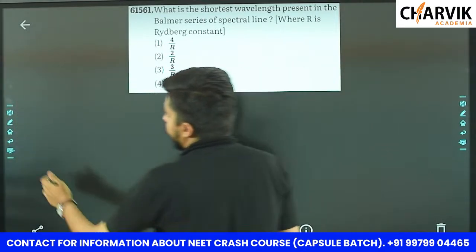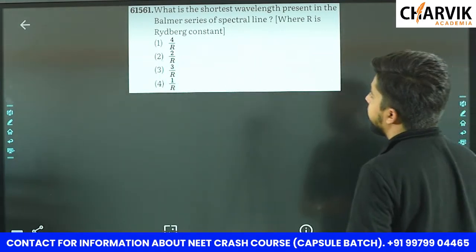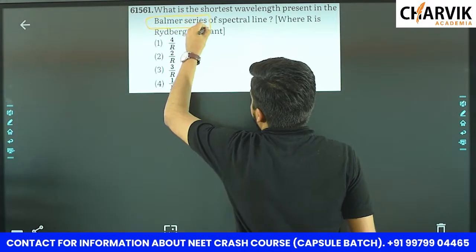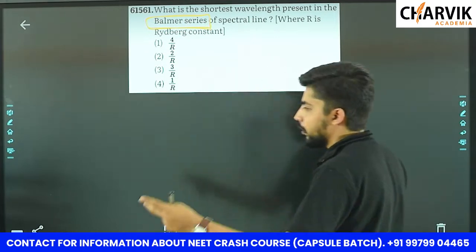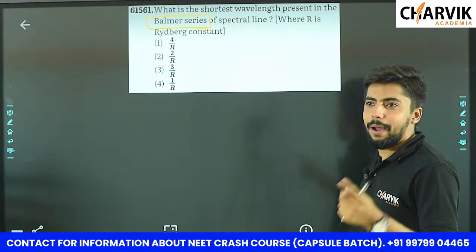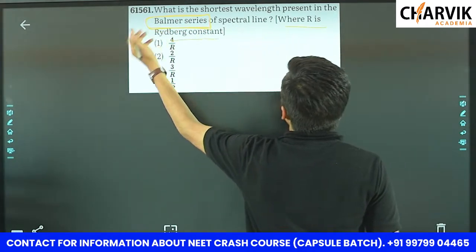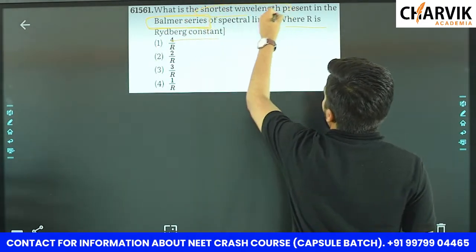Yes, it is our last question. Okay, so what is the shortest wavelength present in the Balmer series? Balmer series, do you remember the number? Lyman, Balmer, Paschen, bracket. Yes, that is how it is. So Balmer is for the second one. And R is the Rydberg constant. We very well know that they are asking for the shortest wavelength.